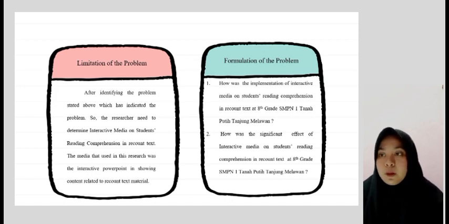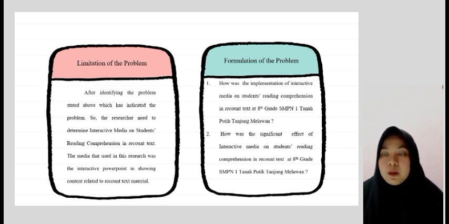And then the limitation of problem. After identifying the problem stated above, which has indicated the problem, the researcher needs to determine interactive media on student reading comprehension in the context. The media that used in this research was the interactive PowerPoint and showing content related to the context material.